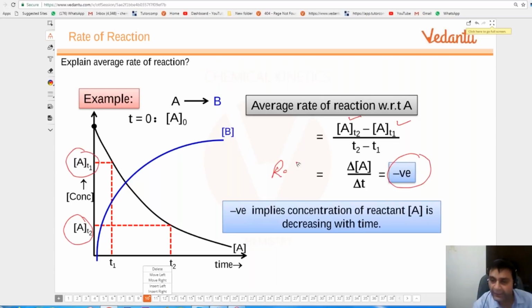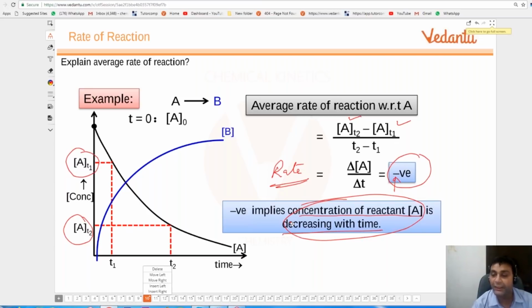Can a rate be negative? Can the rate of any process be negative? No. A rate can be only positive, right? The negative sign only indicates that the concentration of the reactant is decreasing with time. That's it. Otherwise, rate cannot be negative. Rate can be either positive or zero. Yes, zero is possible. Prana, very good. Rate can be zero.